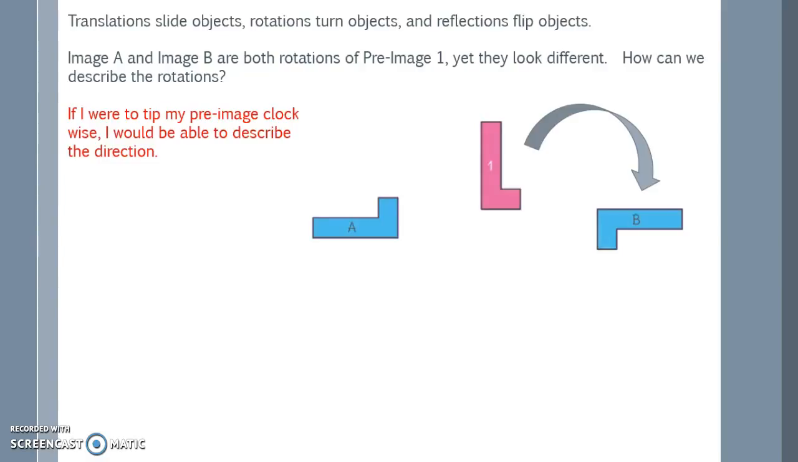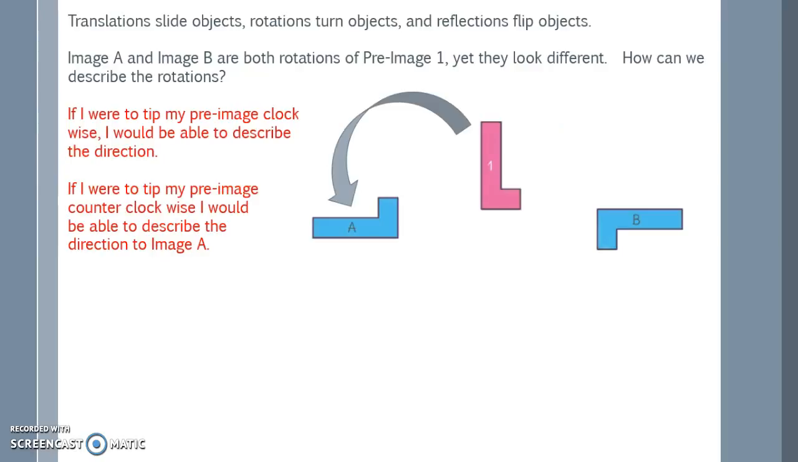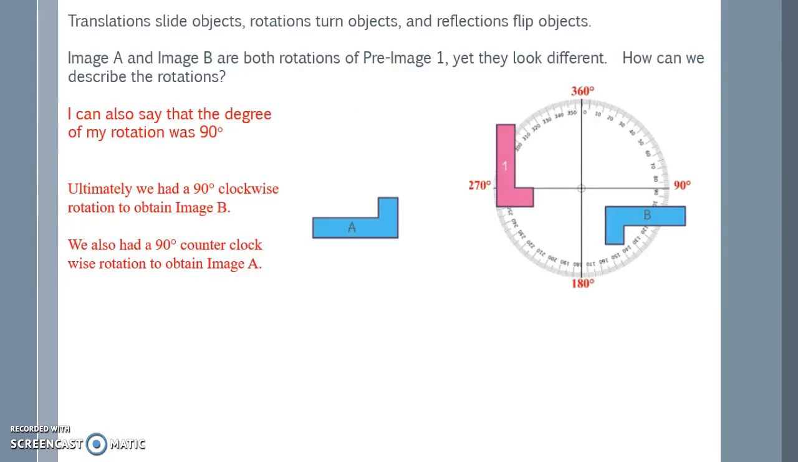I see that if I were to tip my pre-image clockwise, I would be able to describe the direction. Further, if I were to tip my pre-image counterclockwise, I would be able to describe the direction to image A. I can also say that the degree of my rotation was 90 degrees. So ultimately, we had a 90-degree clockwise rotation to obtain image B, and we had a 90-degree counterclockwise rotation to obtain image A.